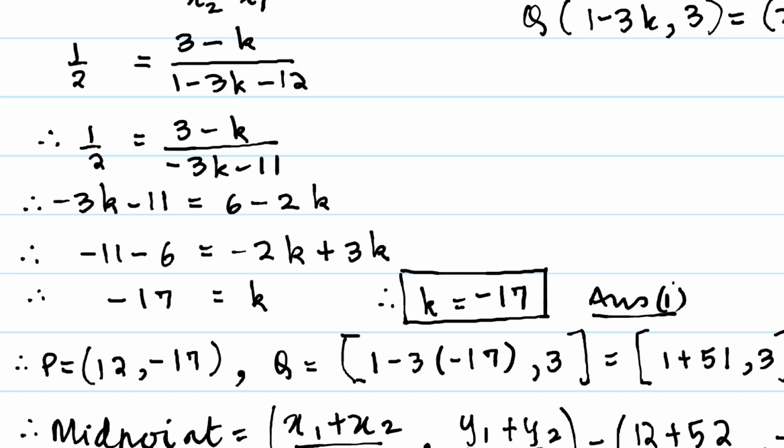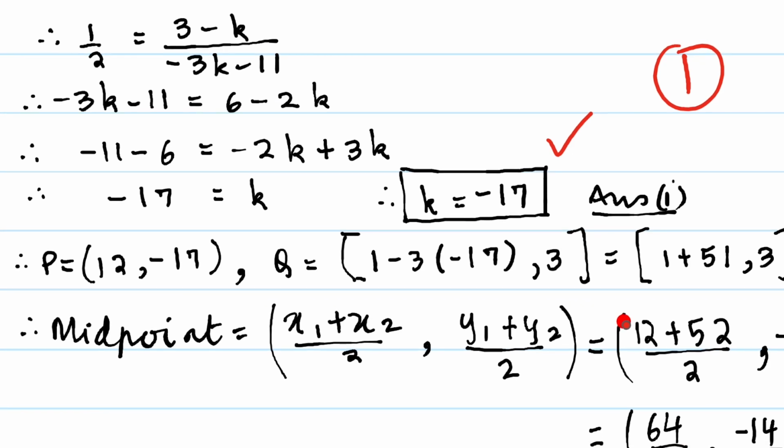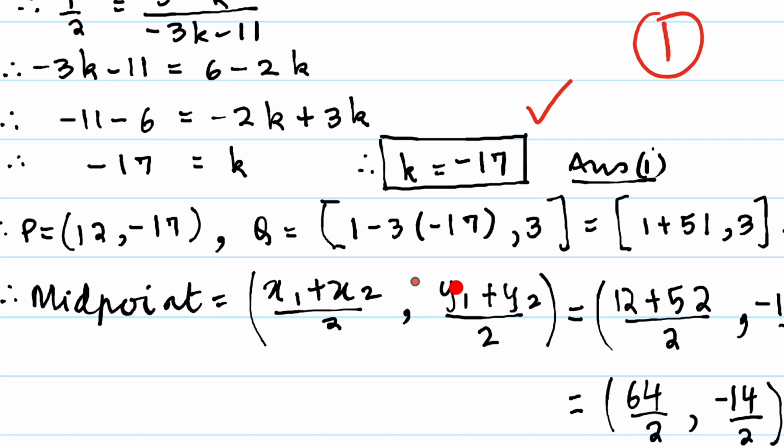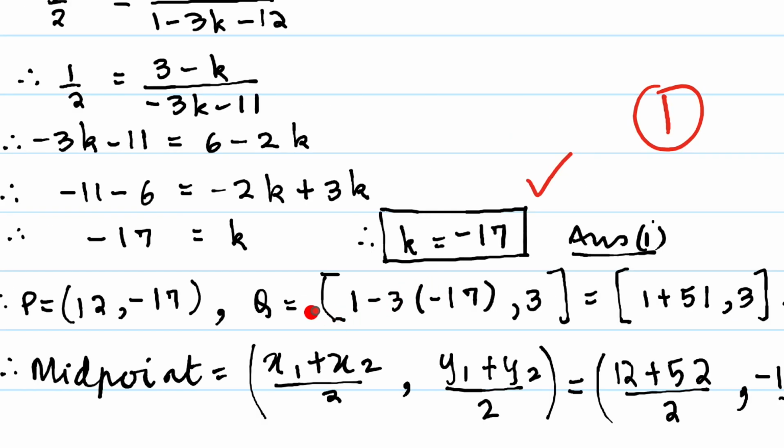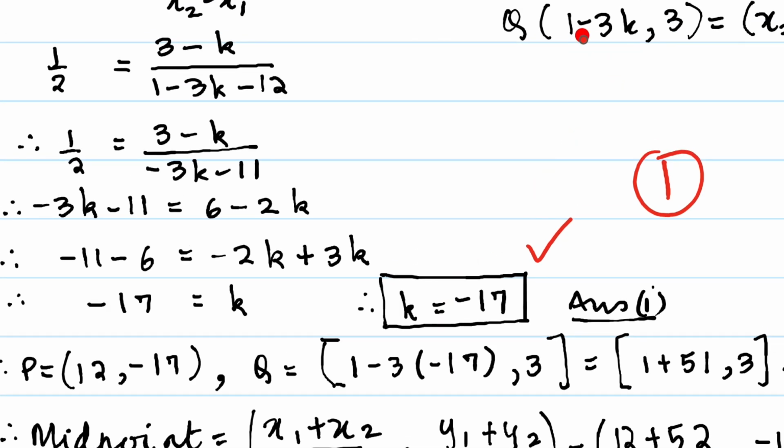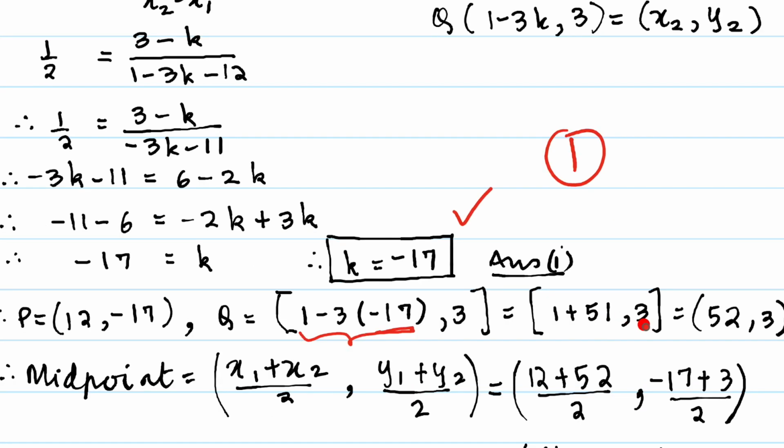So in your marks, for this, you'll get that 1 mark. And now we have to find the value of P and Q. Now P is (12, minus 17) because it is (12, K). And for Q, we are going to take 1 minus 3K, that is 1 minus 3 into bracket K, meaning minus 17, and then comma 3, that is your y coordinate here. Now this you will simplify. This will become 1 plus 17 times 3, that is 51, plus 1, that is 52, comma 3, that is our coordinate of Q.